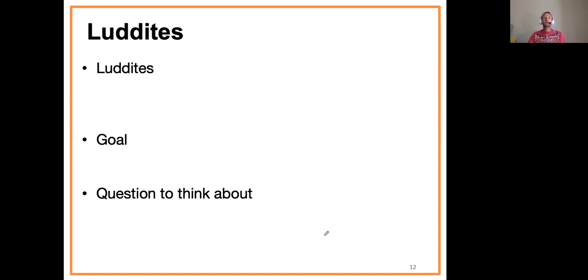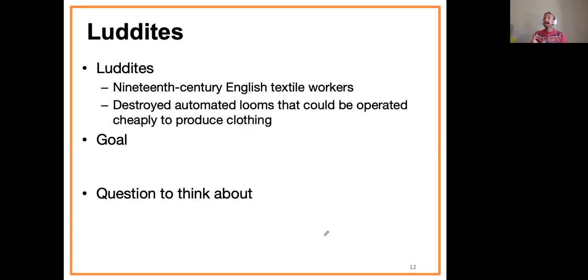Okay, there was a group of people, maybe you've heard of them, called the Luddites. If you want to insult someone, you can call them a Luddite. Don't be such a Luddite. Who were the Luddites? They were 19th century English textile workers. And so they wove fabrics and they created clothing. Well, all of a sudden, with the advent of the steam engine, came this thing called an automated loom that did the weaving and the creating of the garments for them.